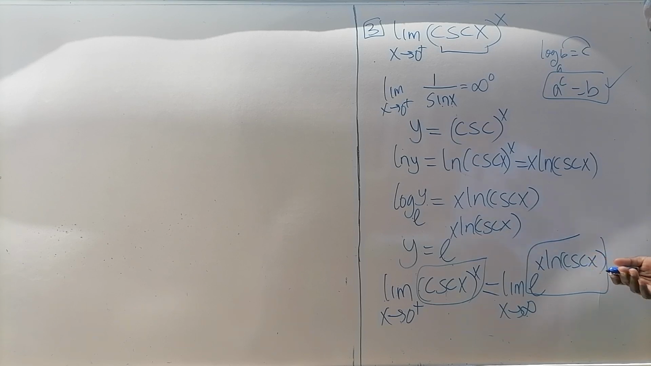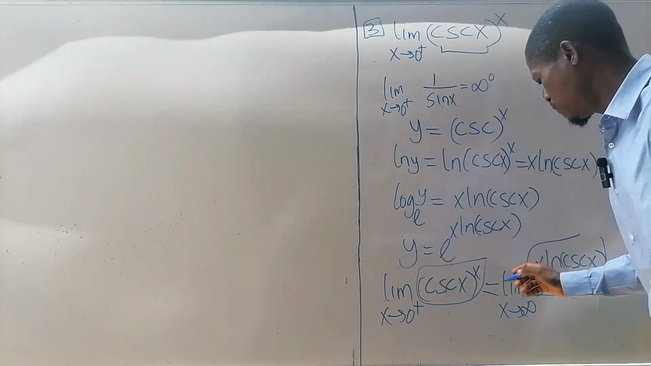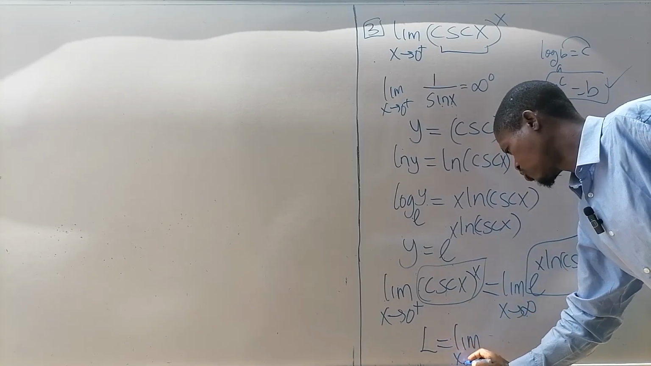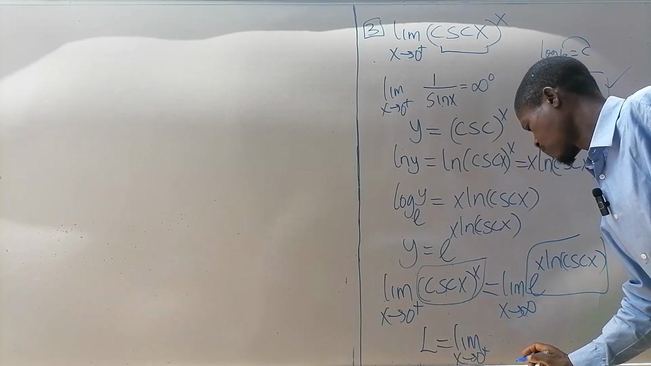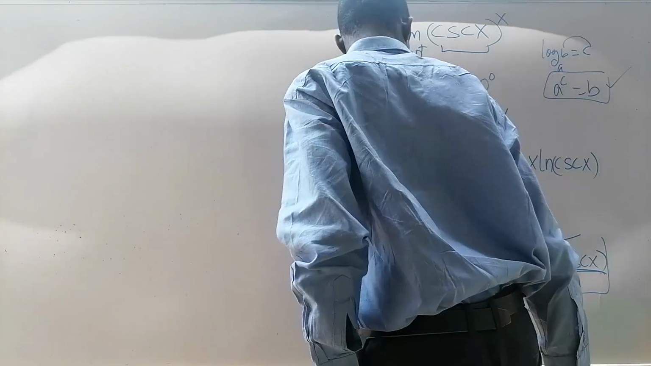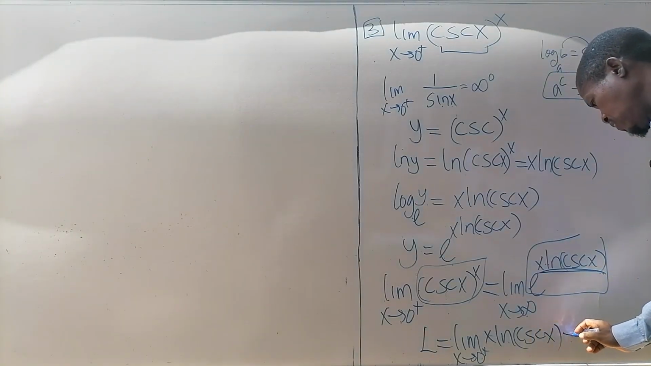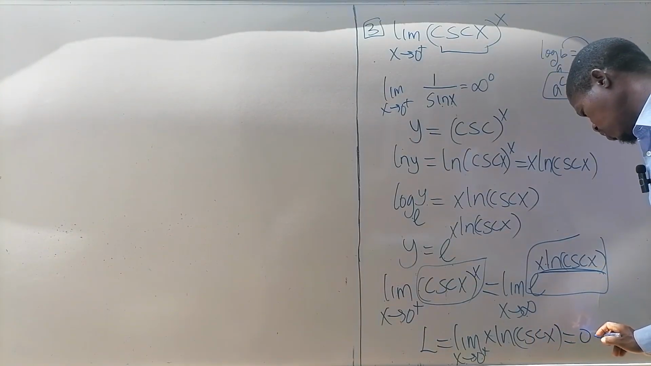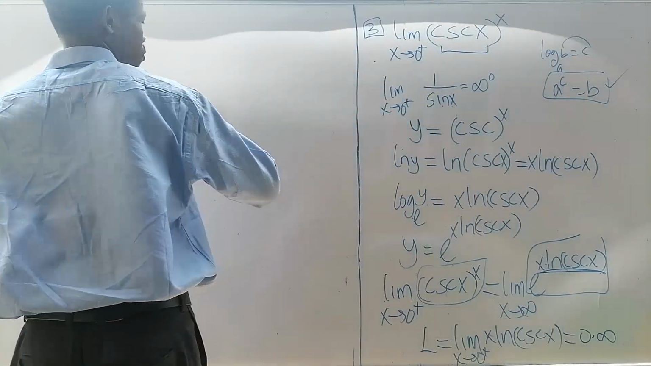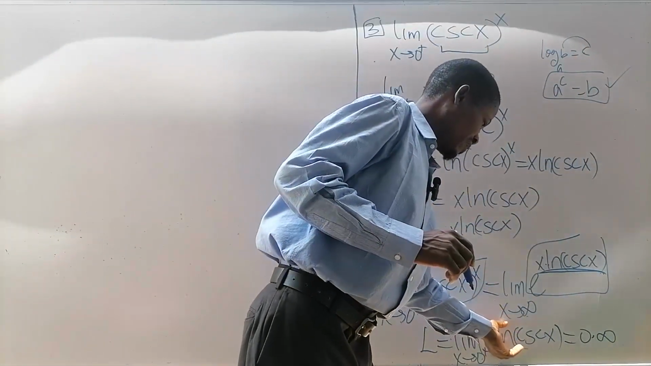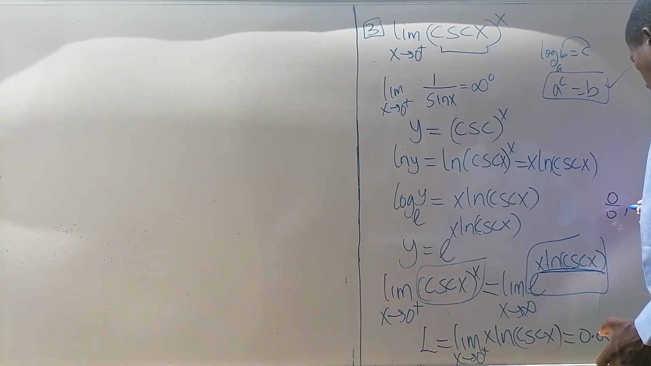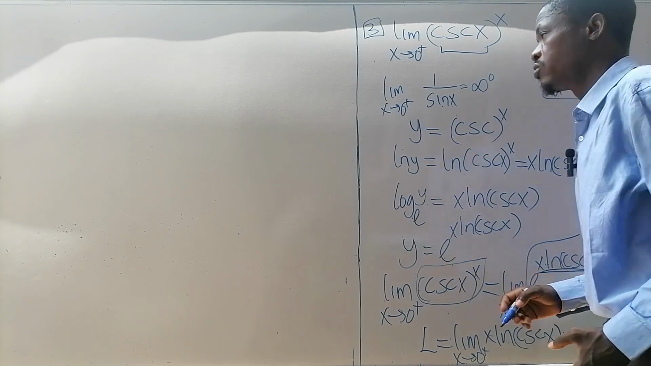The next thing to do now is to let L be equal to the limit as x tends to 0 positive of the power. If you do your direct substitution, this is automatically going to give you 0 times infinity. In that case, we're going to transform this, so that by the time we substitute, it's going to give us either 0 over 0 or infinity over infinity. So let's do that.